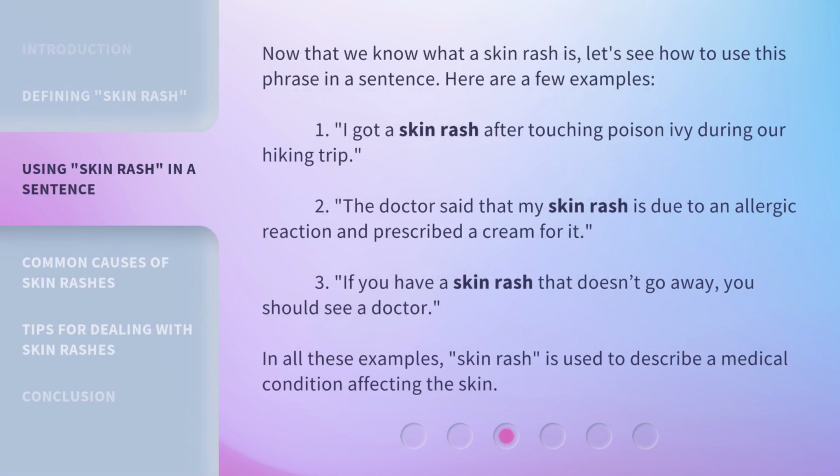Now that we know what a skin rash is, let's see how to use this phrase in a sentence. Here are a few examples. 1. I got a skin rash after touching poison ivy during our hiking trip. 2. The doctor said that my skin rash is due to an allergic reaction and prescribed a cream for it. 3. If you have a skin rash that doesn't go away, you should see a doctor. In all these examples, skin rash is used to describe a medical condition affecting the skin.